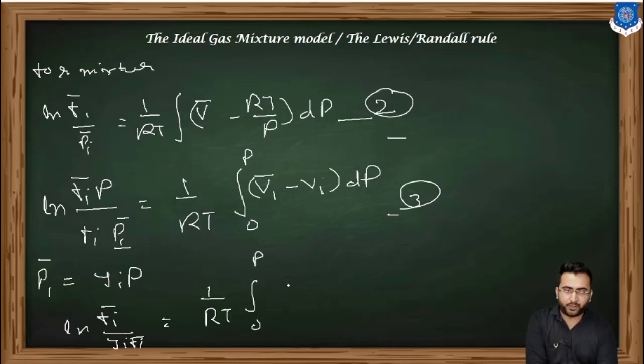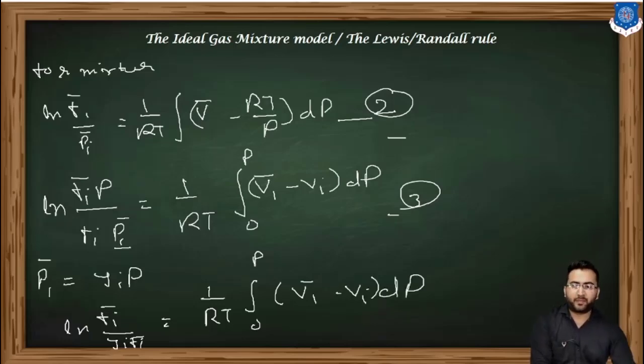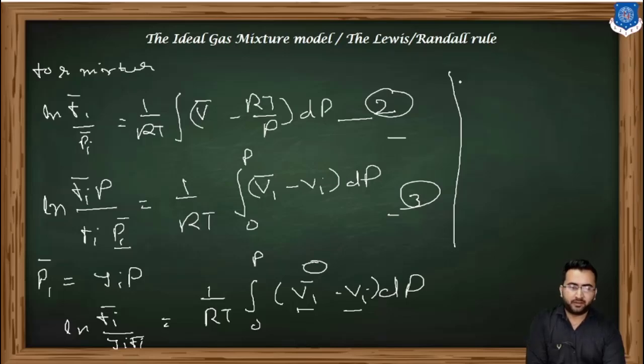of 0 to p, vi bar minus vi dp. For an ideal component, vi bar and vi both are the same. The partial molar property and the molar property for the particular component will be the same. So this difference becomes 0, and 0 multiplied with anything becomes 0. So this equation becomes ln fi bar upon yi fi is equal to 0.